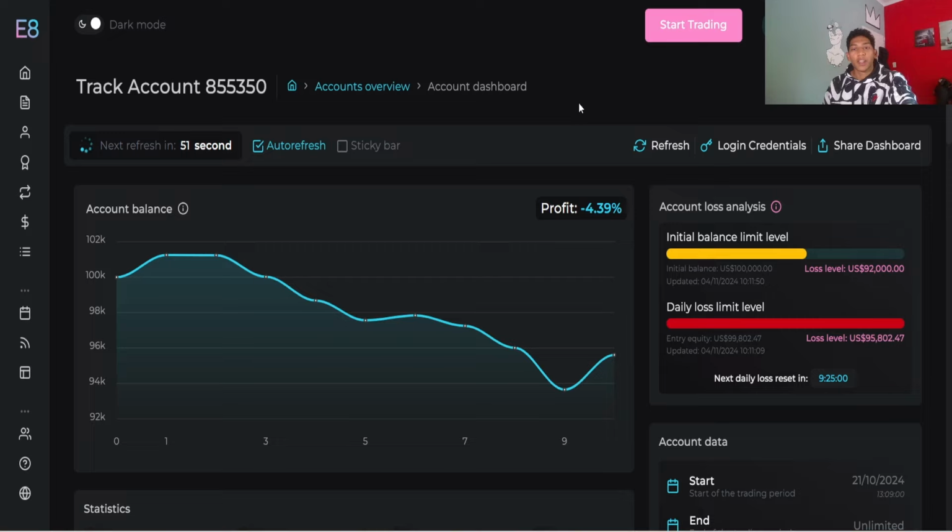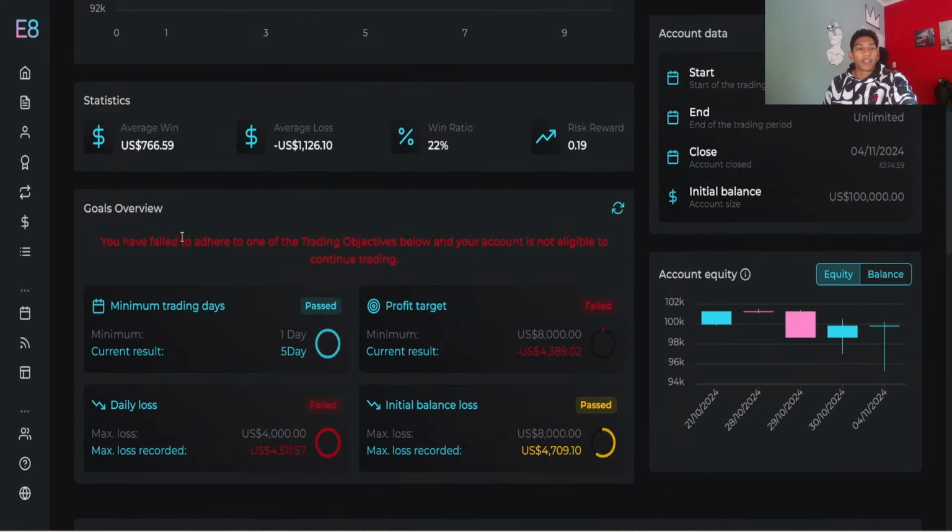Cool. I did fail this evaluation. I lost more than 4% in a day, and as you can see on my account equity thing here, the trade was valid. I would have been back to break even on the evaluation, but obviously I lost 4% in the meantime, so the account failed, and I'm okay with that.